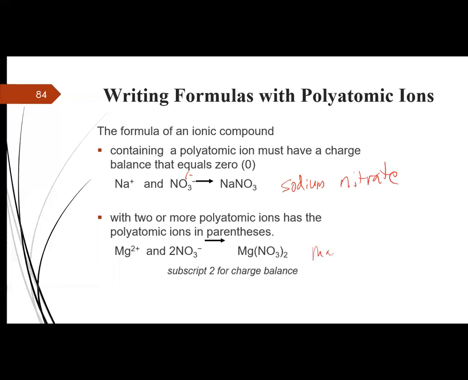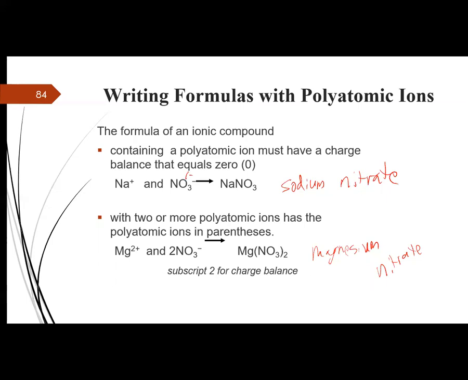We still have magnesium. And since that's a main group element, we don't have to do any Roman numerals. And then we just call it nitrate. So we don't change the ending anymore. We don't change it to nitride. We leave it as nitrate. So polyatomic ions, they stay the same.